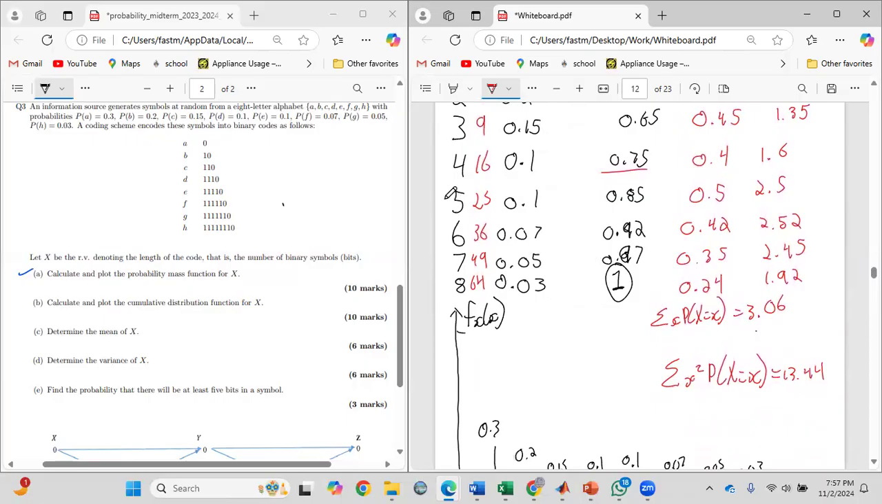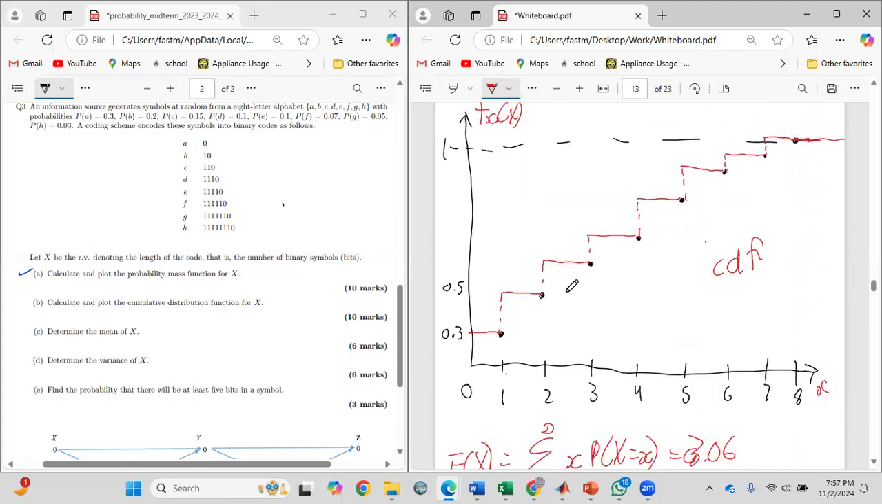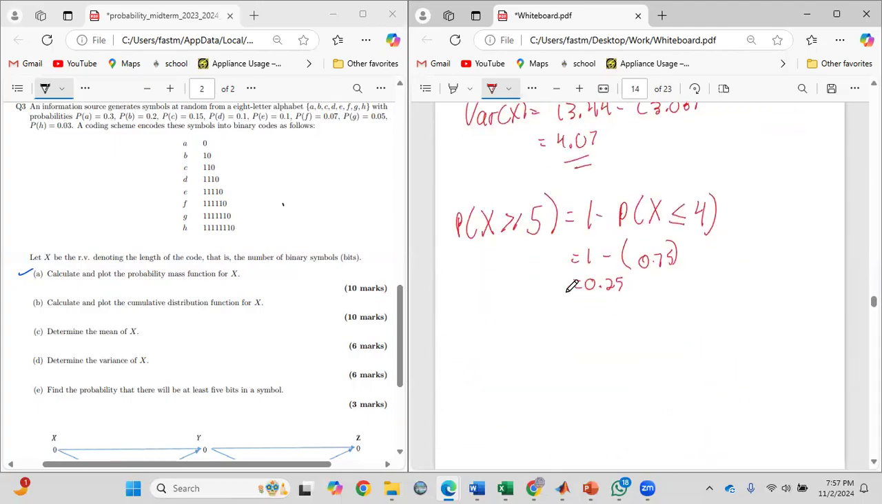If you wanted to, you could just add 5, 6, 7, and 8. You'll still end up with the same answer, which is 0.25. But why do that? You have a CDF already. And that there is the end of the 2023 midterm for probability.